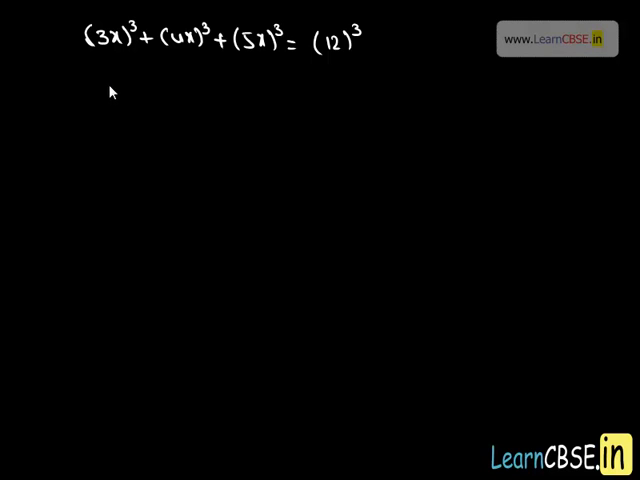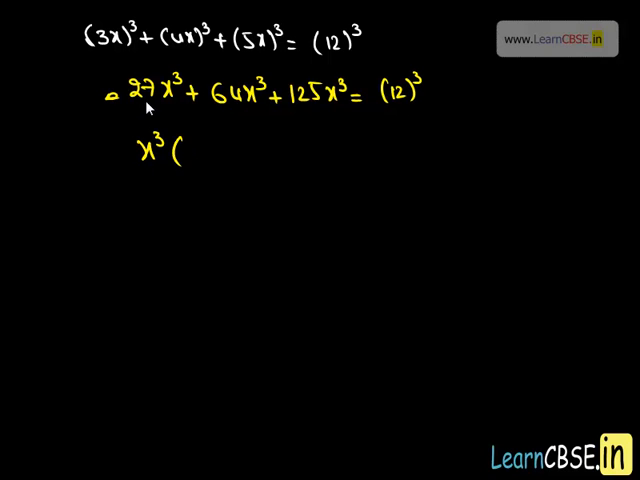3x cube is 27x cube, and 4x cube is 64x cube, and 5x cube is 125x cube. We write 12 cube as it is. If we take x cube as common, we get sum of 27 plus 64 and 125, and it is equal to 216, and it is equal to 12 cube.